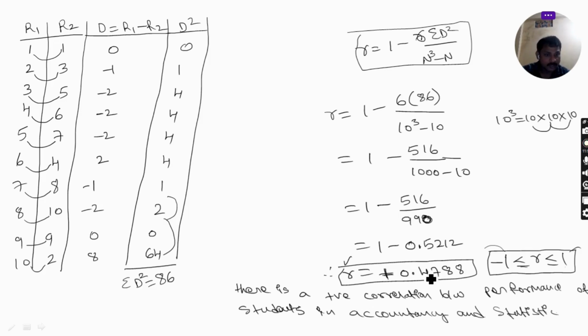So now we can comment. Why? Because what is the answer? 0.47. It is within the range, so we can comment. If we are getting a value beyond this range, then we cannot comment on the R value, because it is crossing the limits. Okay, so I think you understand the problem.